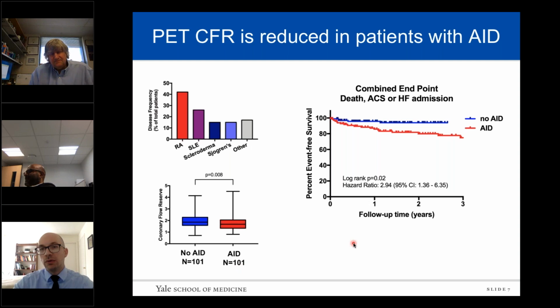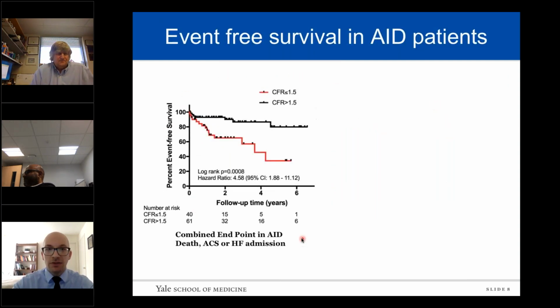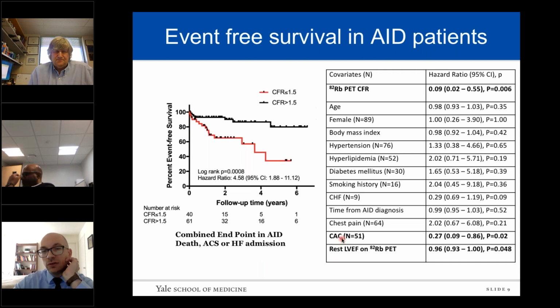In addition, there was a significant decrease in event-free survival for the combined endpoint of death, acute coronary syndrome, or heart failure admission for patients with autoimmune disease. When we looked at the autoimmune disease patients only, we found that those patients who had severely reduced flow reserve, less than 1.5, had a 4.6-fold increase in the combined endpoint of death, acute coronary syndrome, or heart failure admission. When we did a multivariate analysis, in addition to coronary calcium scoring and rest LVEF on the rubidium PET, PET coronary flow reserve was an independent predictor of outcomes in these patients.